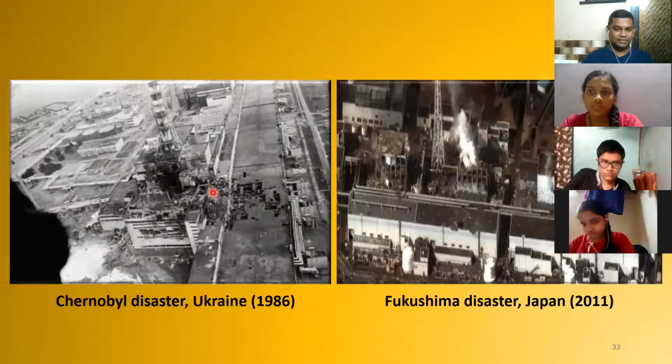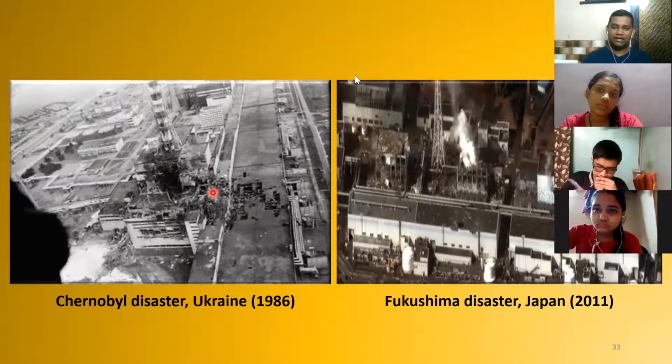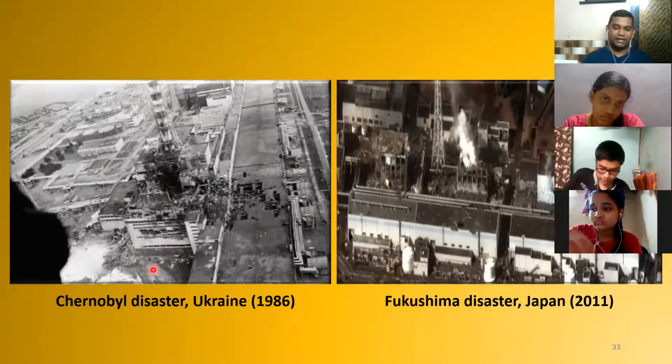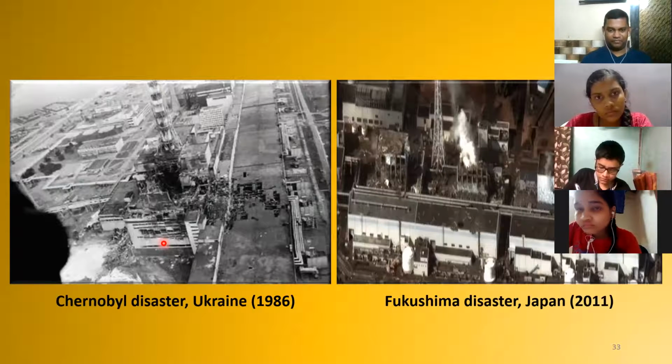See this, 2 examples you can see. Chernobyl disaster in Ukraine, which happened in 1986. There was a technical damage in the nuclear power plant, because of which there was a huge explosion, and that place is uninhabited till today. It has become a haunted town, you can say. You read and learn more about it.